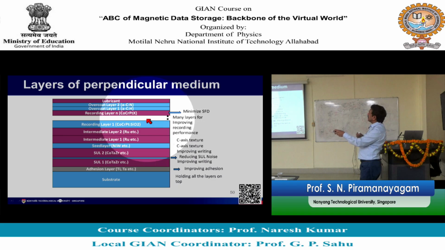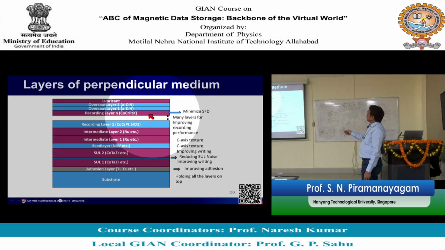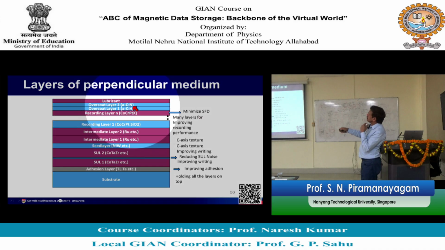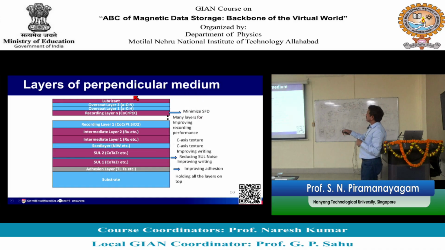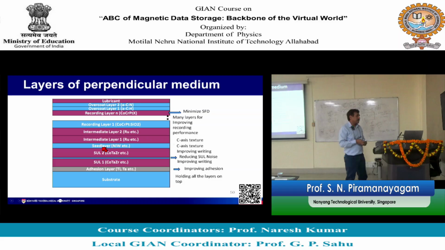And we learned that there are many recording layers. Okay, it is not one layer, many layers. And we have one recording layer on top to minimize some switching field distribution, which we did not discuss. Then on top we have at least 2 layers of carbon, which we will learn tomorrow or sometime. Okay, so this is how the layering of perpendicular recording looks like.